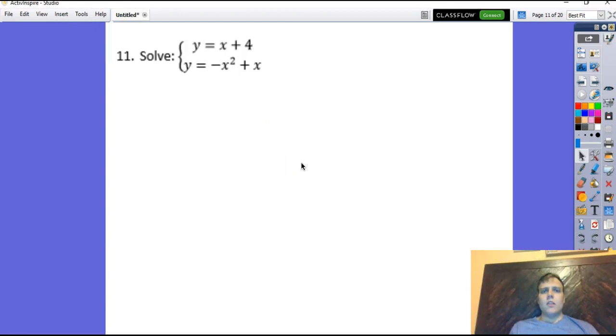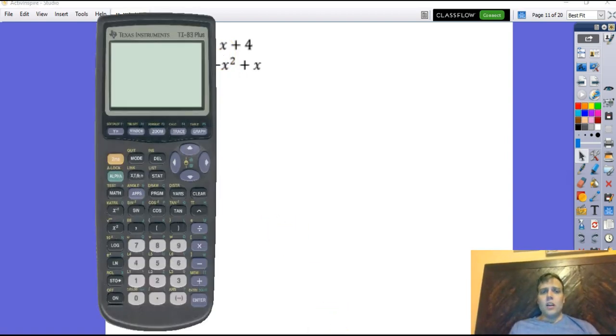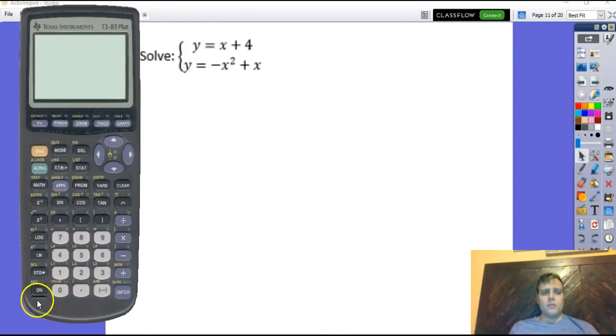This problem, number 11, is very similar to the problem that we just did. Once again, we have a linear equation and we have a parabolic equation. It means quadratic. It's going to be the shape of a parabola, and we want to solve. Anytime you want to solve a system of equations, you're really just looking for where they intersect. So once again, we're going to let our calculator do all the hard work for us.